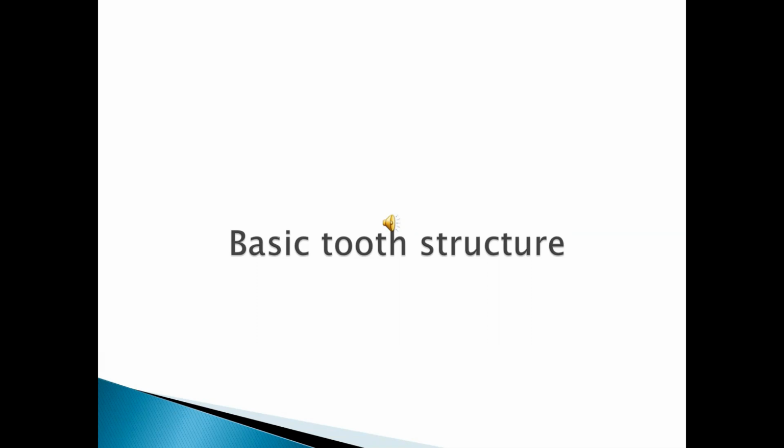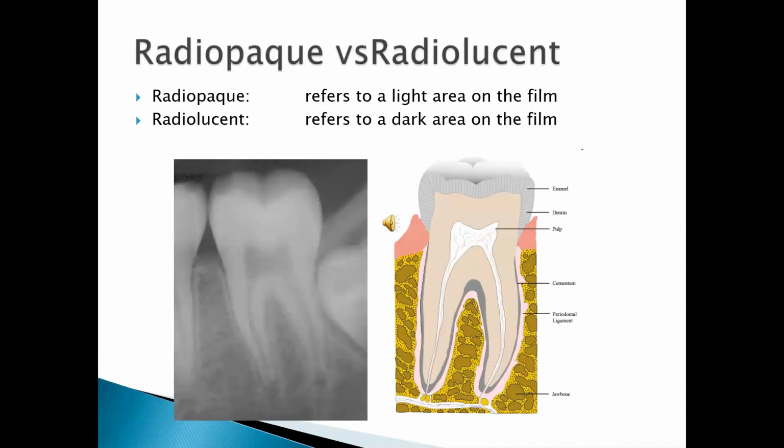One of the basics required for understanding radiography is to determine which structure is radiopaque and which structure is radiolucent. Radiopaque, in very simple terms, refers to all the areas which appear light or white on a radiograph. Radiolucent simply means all the areas which appear dark or black on the radiograph. For example, enamel appears radiopaque, and the pulp chamber and the root canals appear radiolucent on a radiograph.